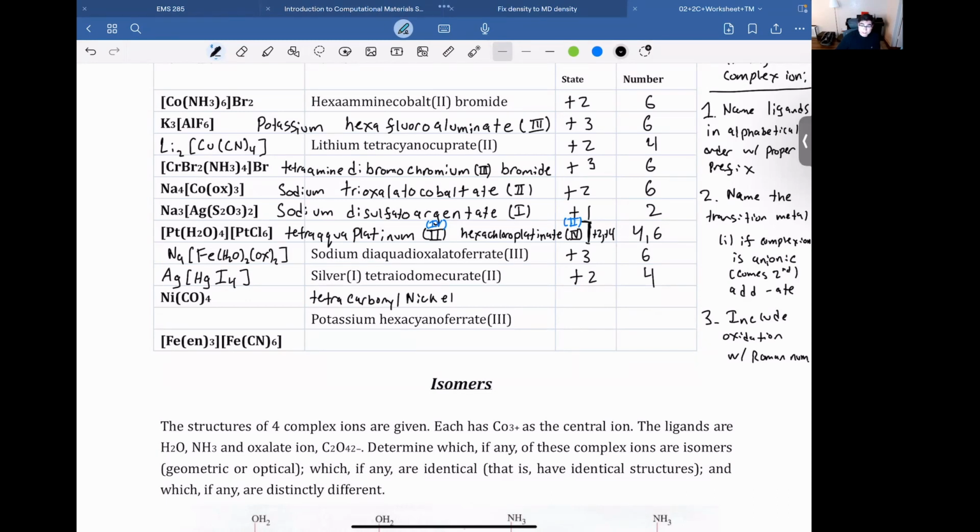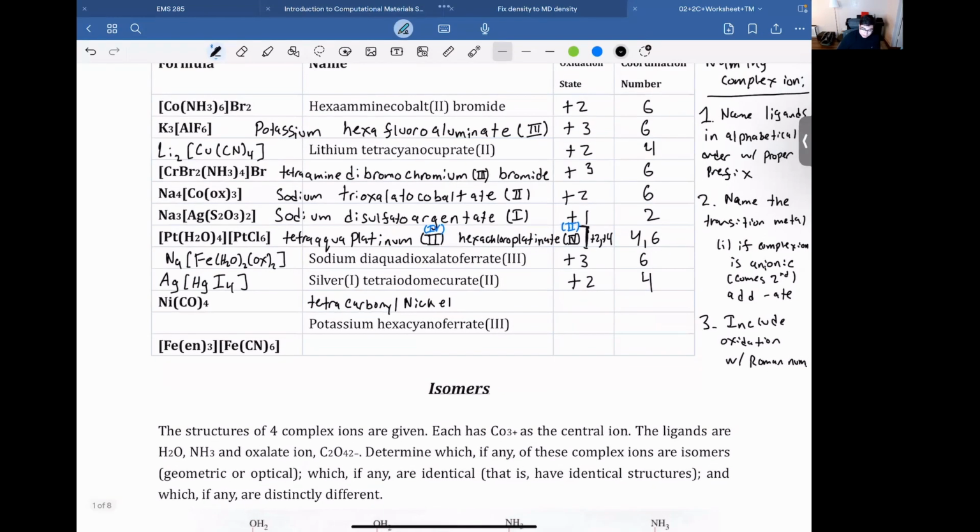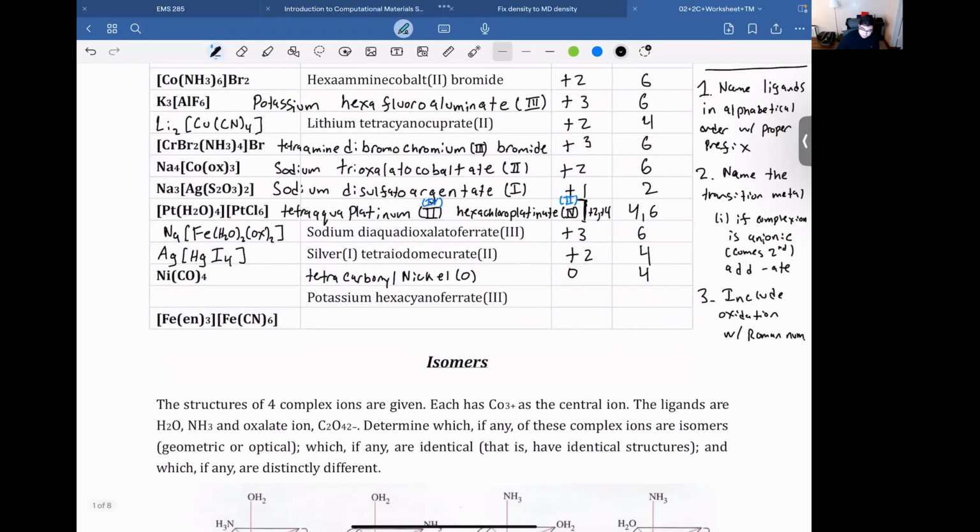And then what is the charge here? The charge is a little bit weird on this one. Each carbonyl is actually 0, so this is a 0 charge. So this one's kind of the odd one out. The coordination number is 4, just counting the number of ligands again.